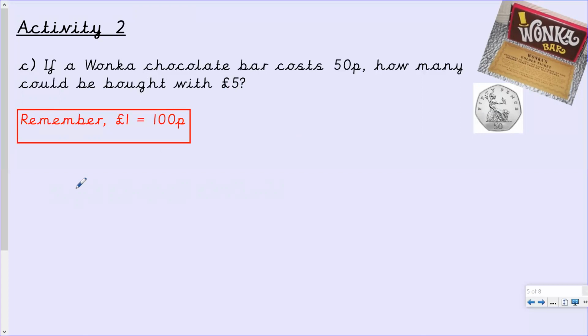Okay, so we know that 1 chocolate bar costs 50p. So how many pence or pounds would 2 chocolate bars cost? Well, if the cost of 1 chocolate bar is 50 pence, plus another chocolate bar, what is 50 plus 50? Well, 50 plus 50 equals 100.